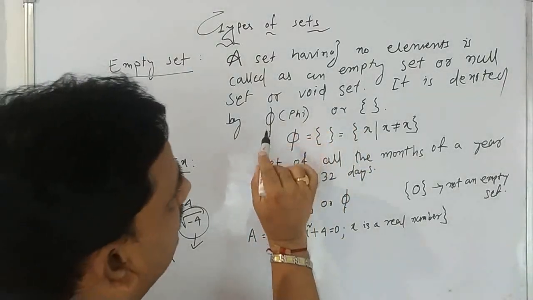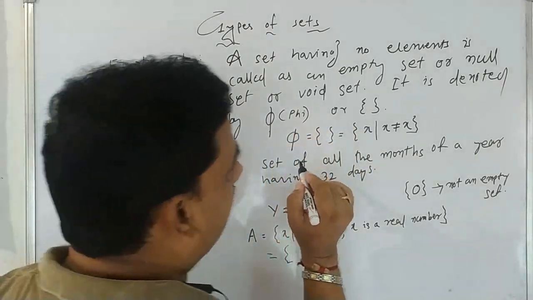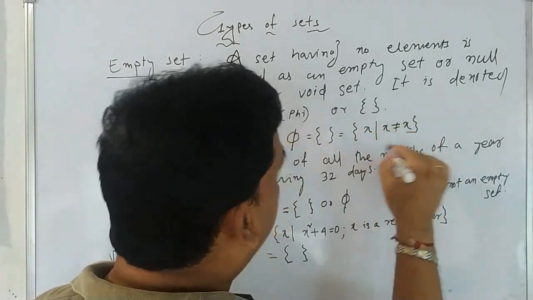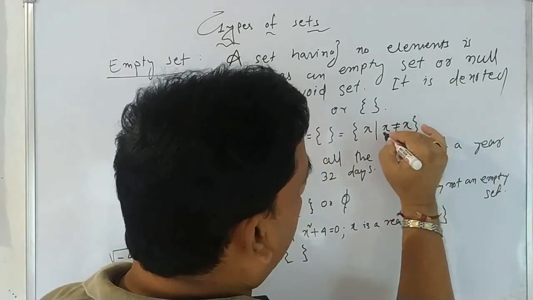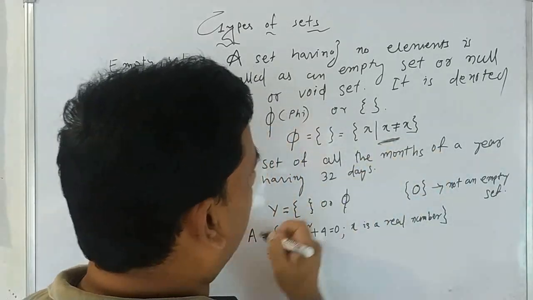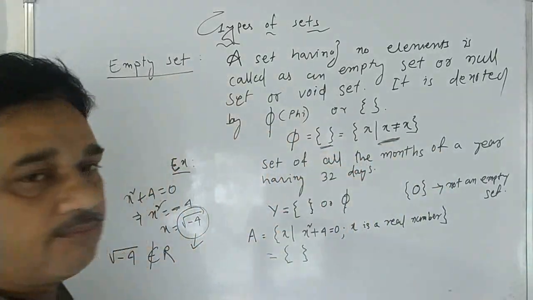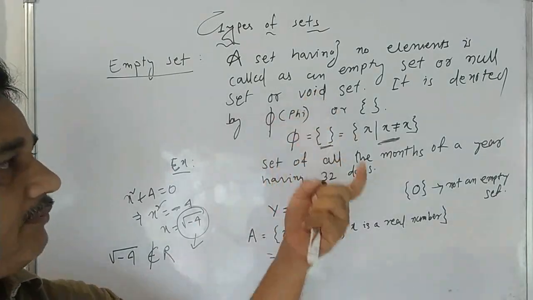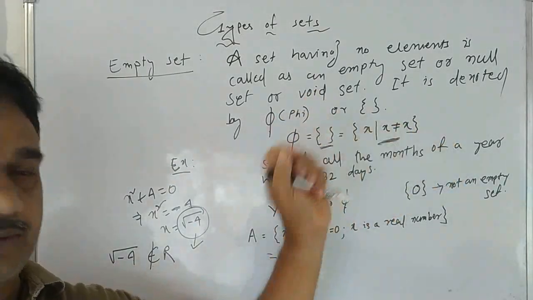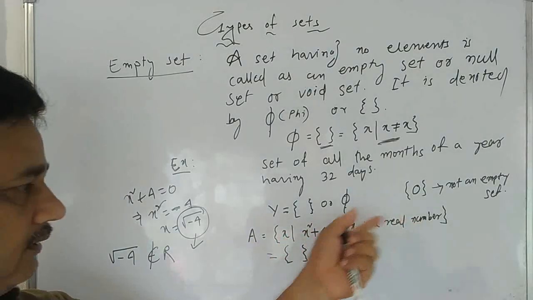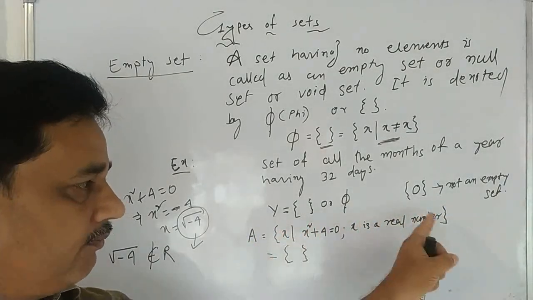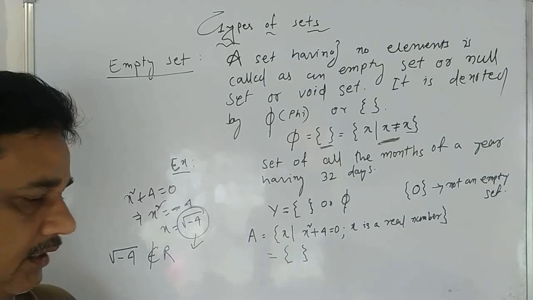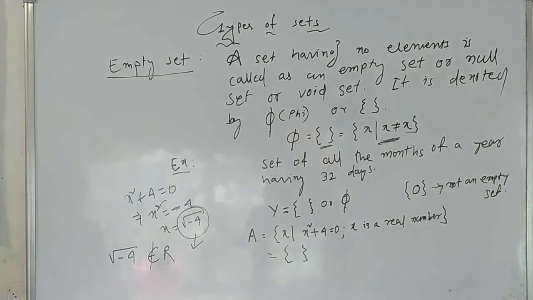So see, two things I have written here. x such that x not equal to x. This is the definition of empty set in set builder form. And this one is roster form. Okay, empty set in roster form is only curly brackets. Empty set in set builder form is like this. So here this is given in set builder form, and in roster form it is an empty set. Okay, this is empty set.